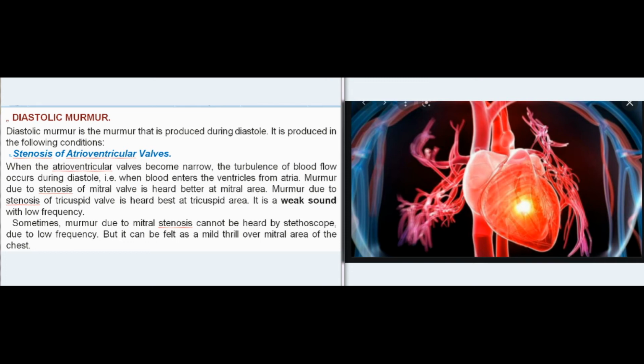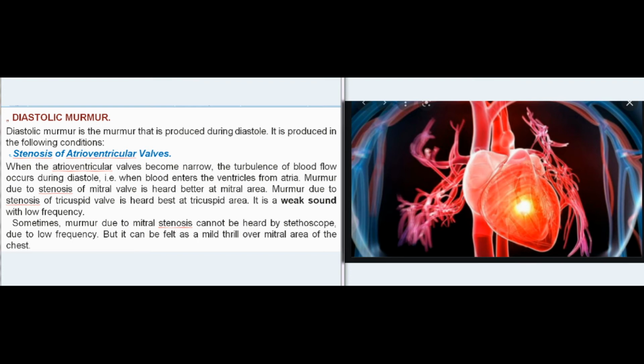It is produced in the following conditions: stenosis of atrioventricular valves. When the atrioventricular valves become narrow, the turbulence of blood flow occurs during diastole, i.e. when blood enters the ventricles from atria. Murmur due to stenosis of mitral valve is heard better at mitral area. Murmur due to stenosis of tricuspid valve is heard best at tricuspid area.